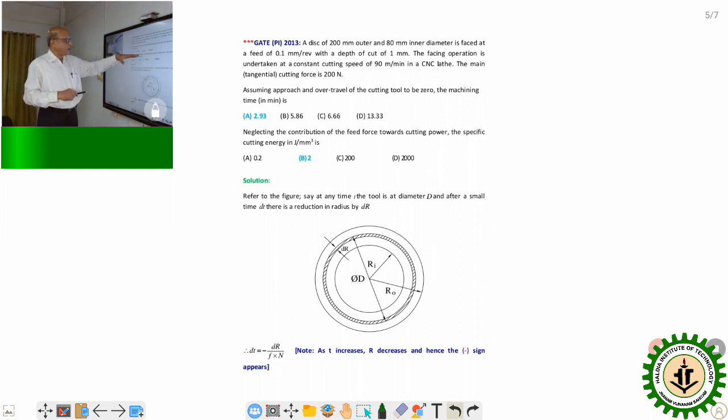The second part of the problem I will be discussing a little bit afterwards. Now, assuming approach and overtravel of the cutting tool to be 0, what will be the machining time? This is also a very unique type of problem. Although it is related to CNC, it is essentially a problem of metal cutting. But this constant surface speed machining is a very distinguishing feature of CNC machining, which is otherwise not possible in a conventional central lathe.